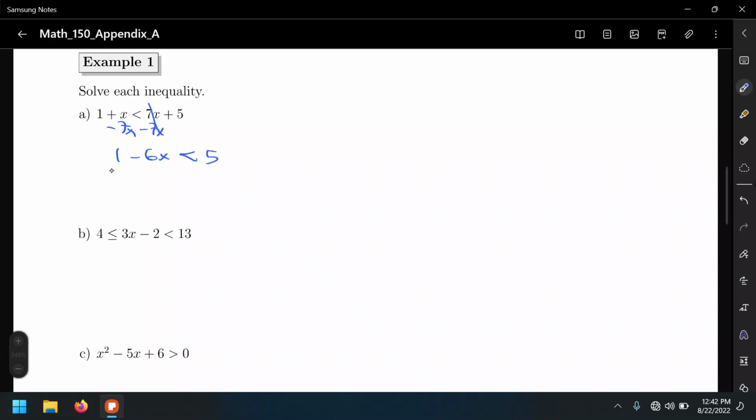And then from here, let's subtract 1 from both sides to get negative 6x less than 4. And we are only one step away from getting this inequality solved. To get x by itself, divide both sides by negative 6. But be careful. What happens when we multiply or divide by a negative number? Flip the inequality sign, right? So that's x greater than 4 over negative 6, which reduces to negative 2/3. Be sure to reverse the inequality sign. All right.